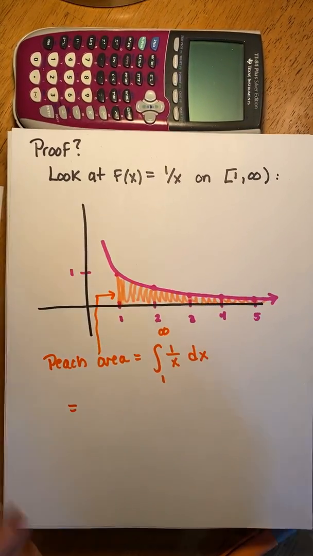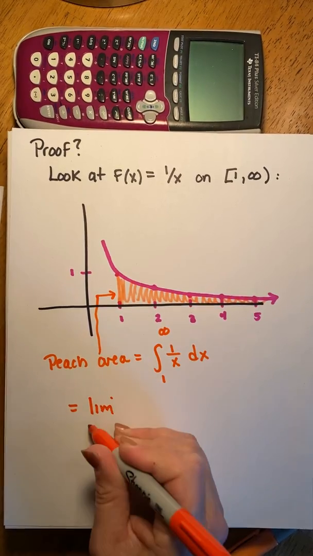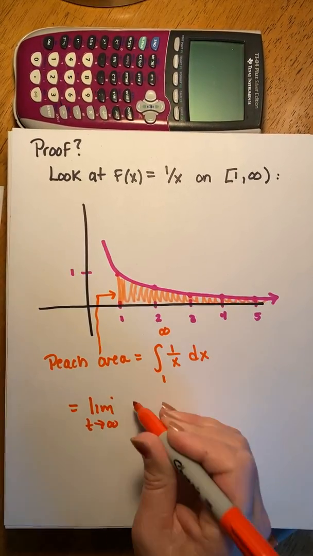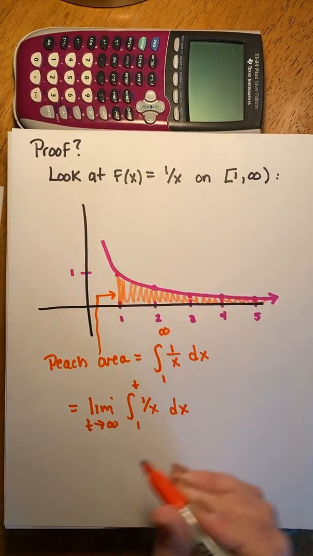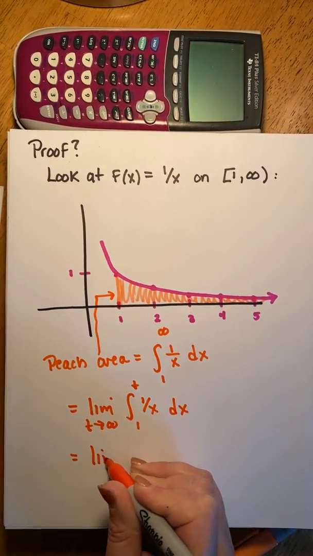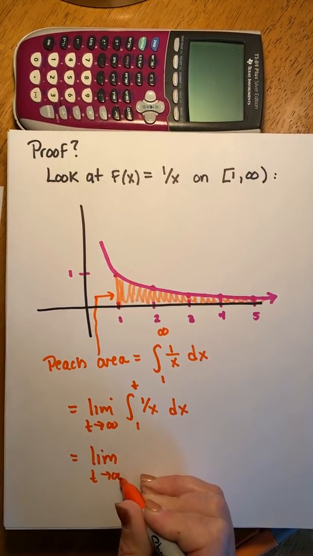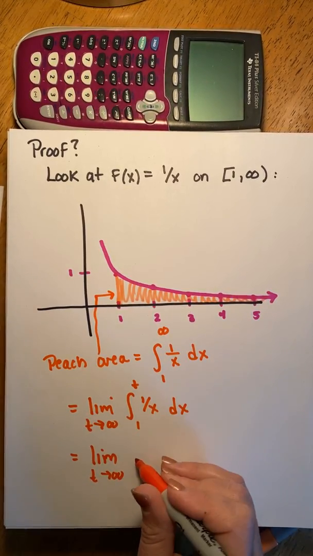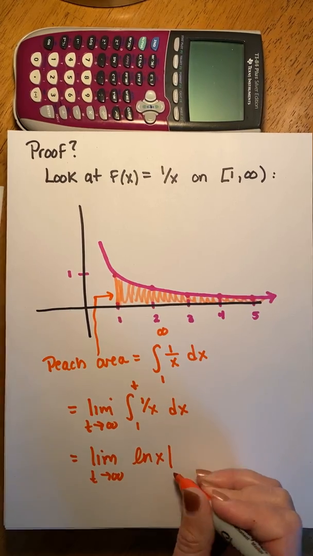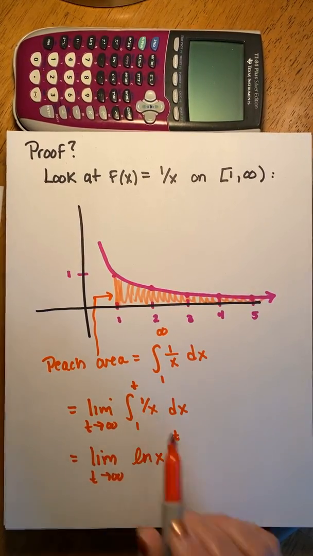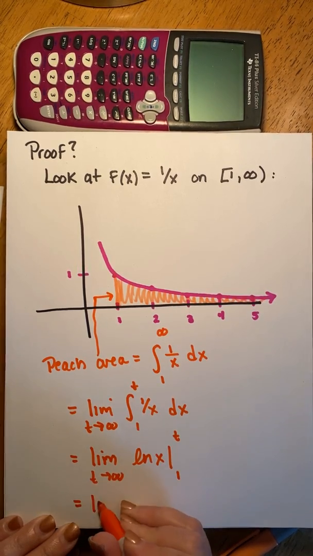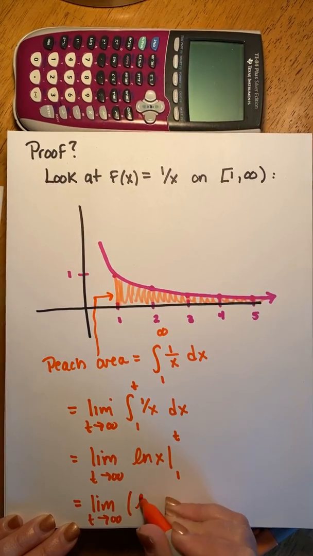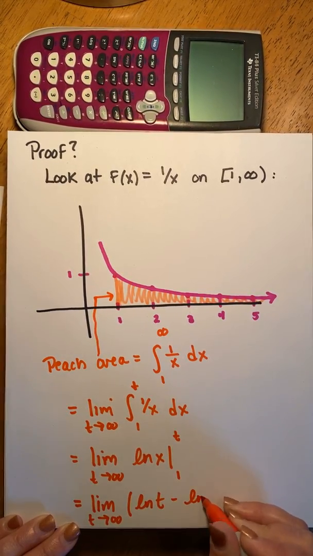And to find this area, we would take the limit as t goes to infinity, integrate from 1 to t, 1 over x dx, which would be the limit as t goes to infinity. The antiderivative of 1 over x dx is just the natural log of x. I don't need the absolute values because we're integrating from 1 to infinity, which is all positive. The limit as t goes to infinity of the natural log of t minus the natural log of 1.